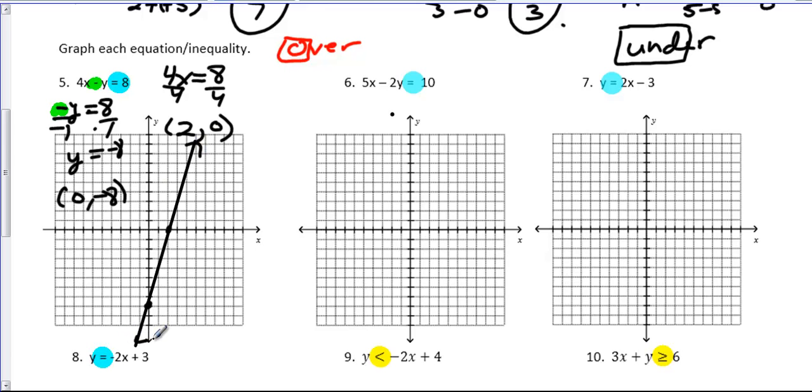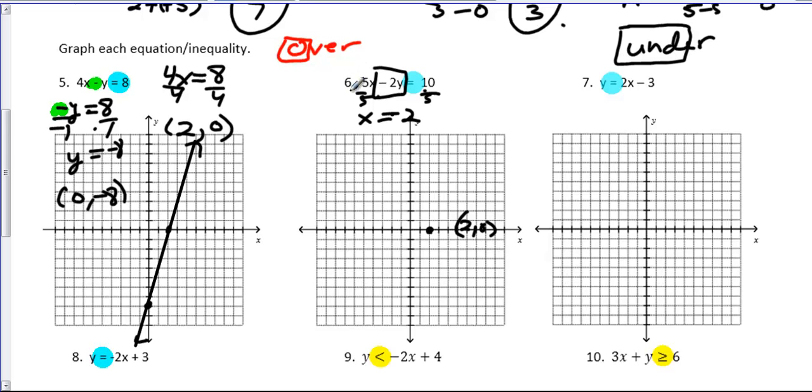Looking at number 6. Once again, I'm going to use the cover-up method, and I'm going to not show as much work this time. When I cover up this piece right here and take it out, what's left is 5x equals 10. When I divide by 5, I get x equals 2. So x equals 2 is right there. That's the point (2, 0).